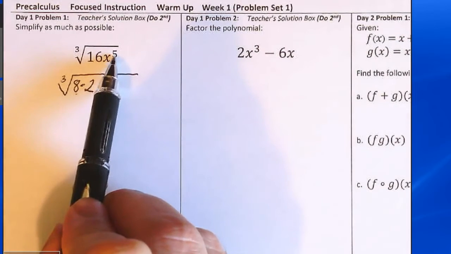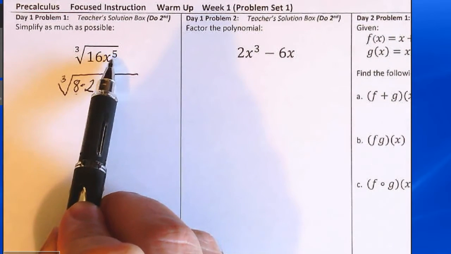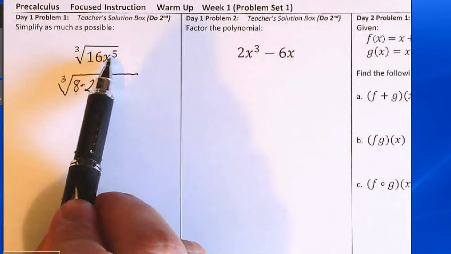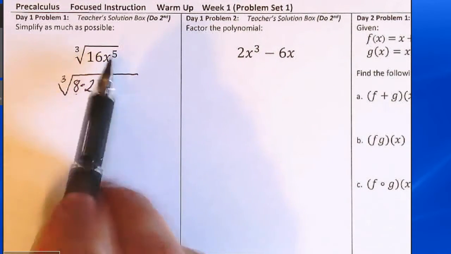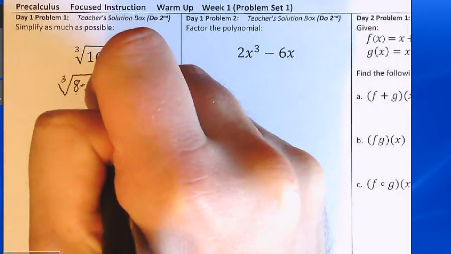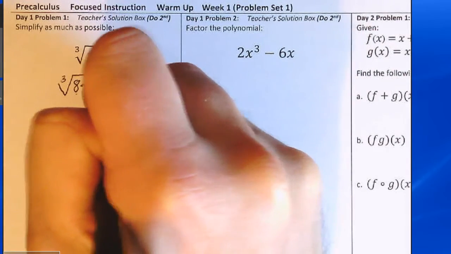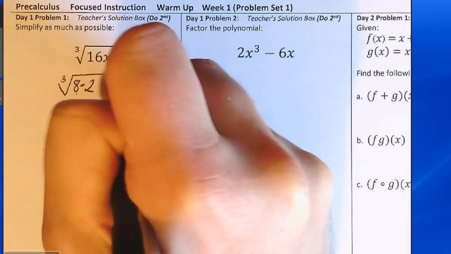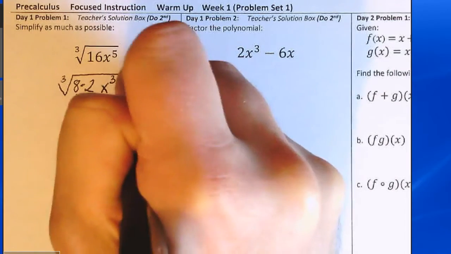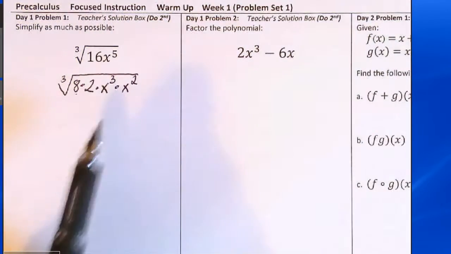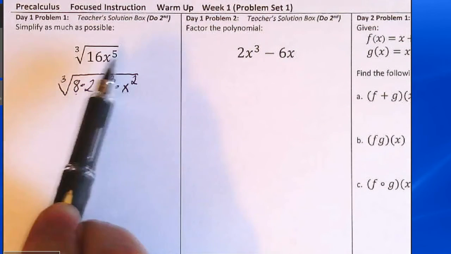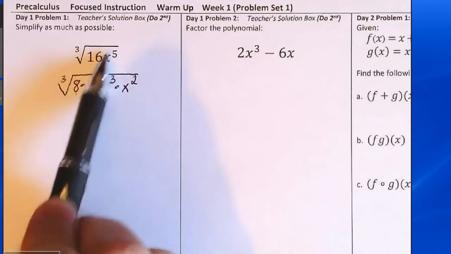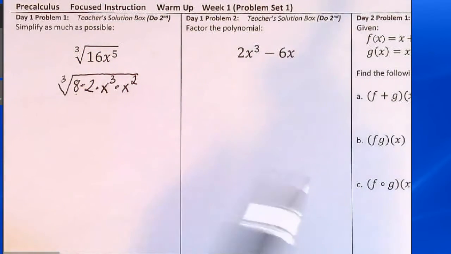Now, x to the fifth power itself is not a perfect cube, but we can factor x to the fifth power so that we do have a perfect cube in x. It would look like this. X to the fifth can be replaced with x to the third power times x to the second power. Recall that adding exponents together when multiplying variables is how you could have created an answer such as x to the fifth power to begin with.